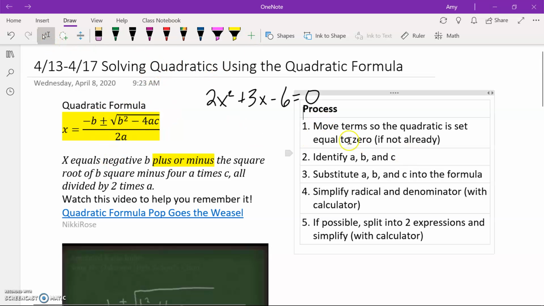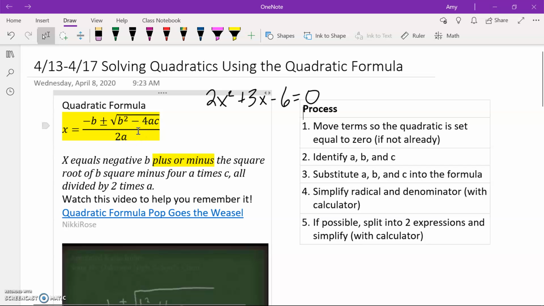Now, our quadratic formula follows a process to be able to use it effectively. Our first step is that we need to move terms so the quadratic is set equal to 0. This is something we had to do when we were factoring or graphing: we had to get all of the quadratic part on one side and 0 by itself. We also need to identify A, B, and C. We also used this when we were graphing or factoring. But now, instead of just stopping there and factoring, we're going to substitute A, B, and C into our formula.